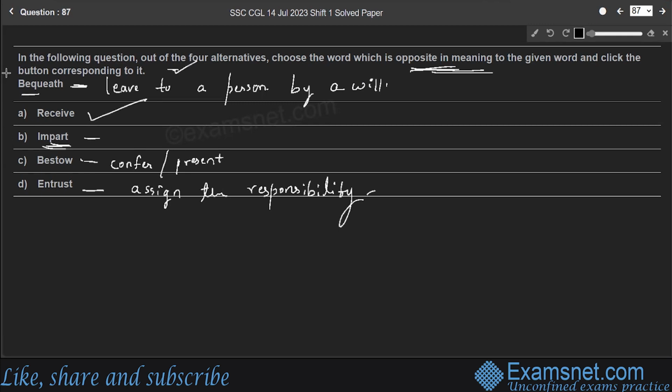Therefore, the antonym or the opposite meaning of bequeath is receive, option A.